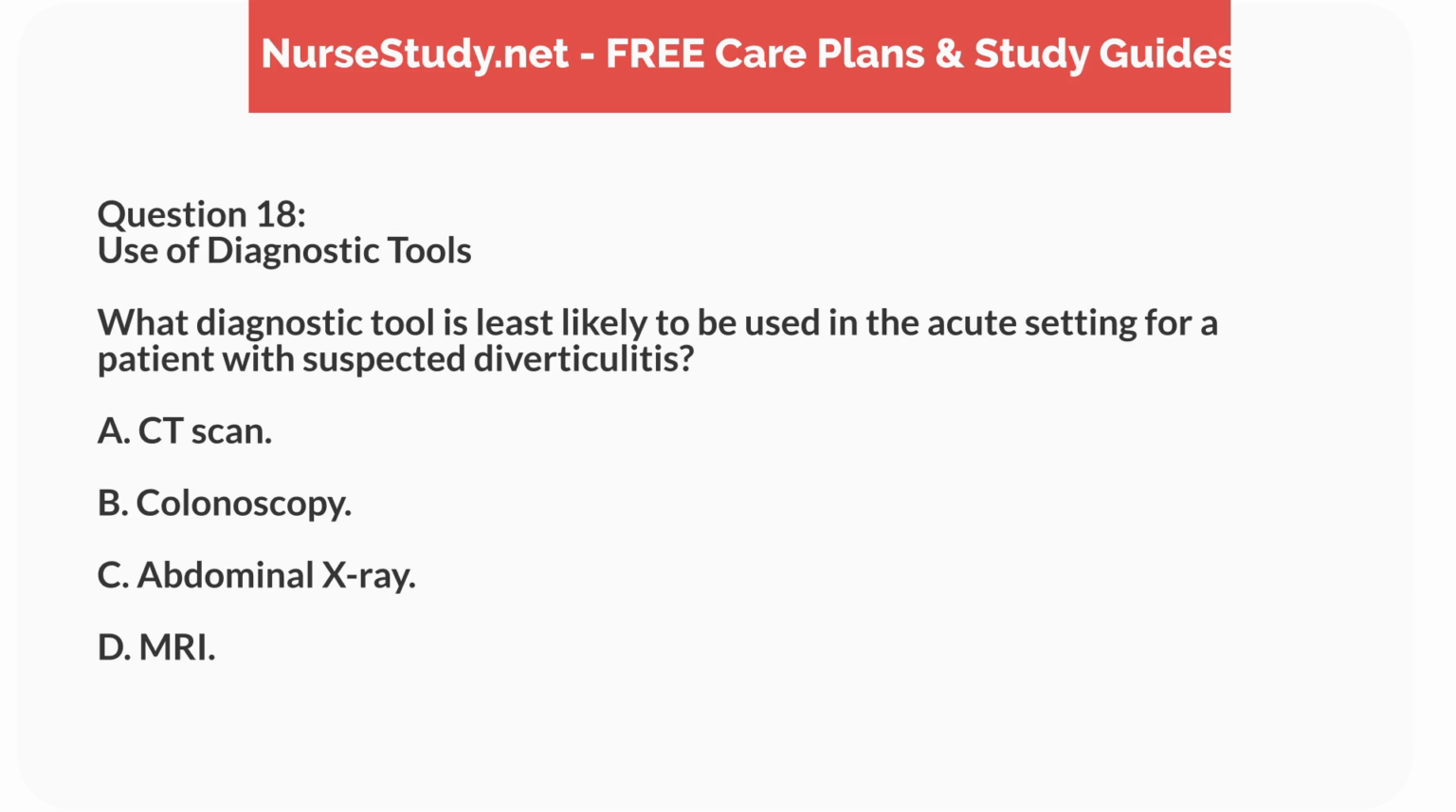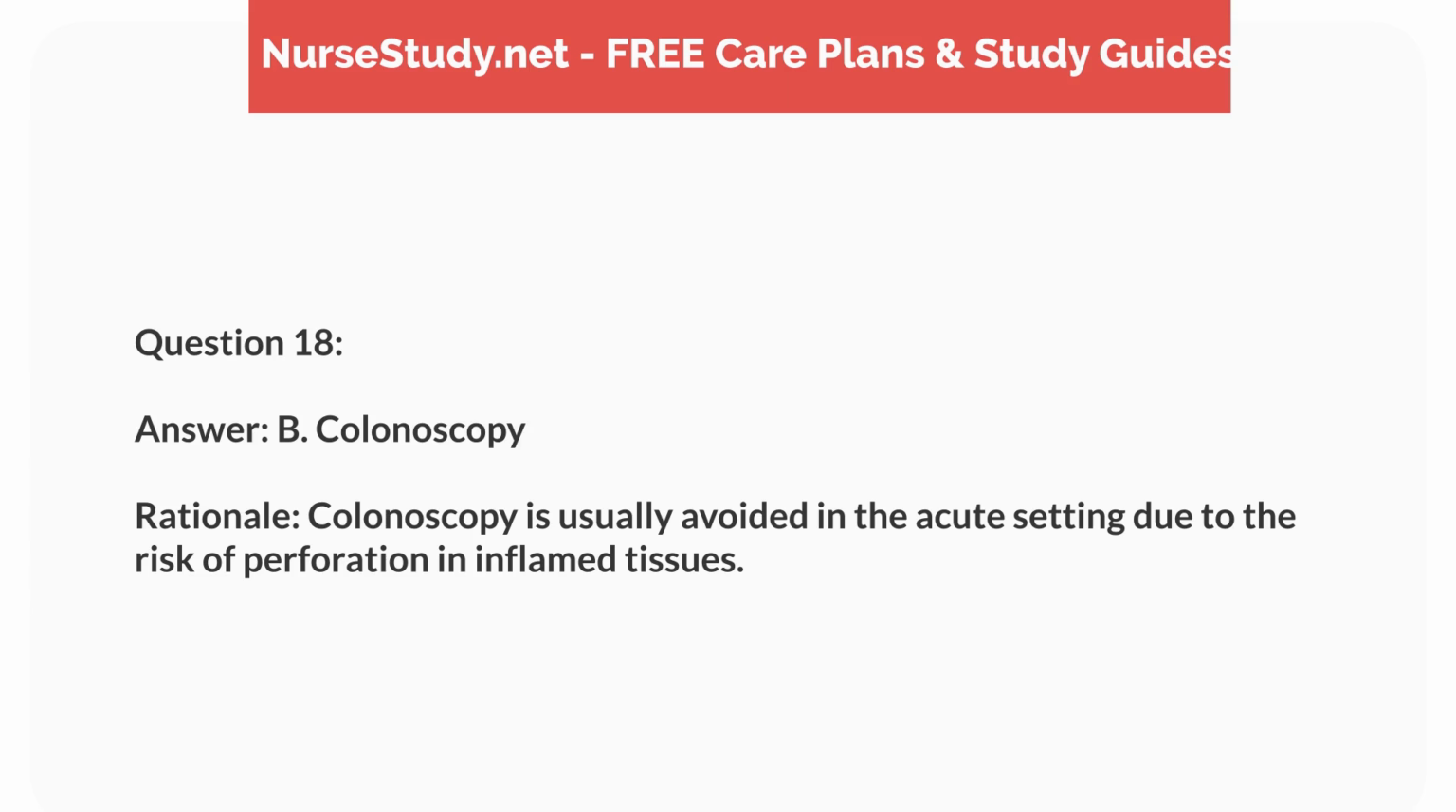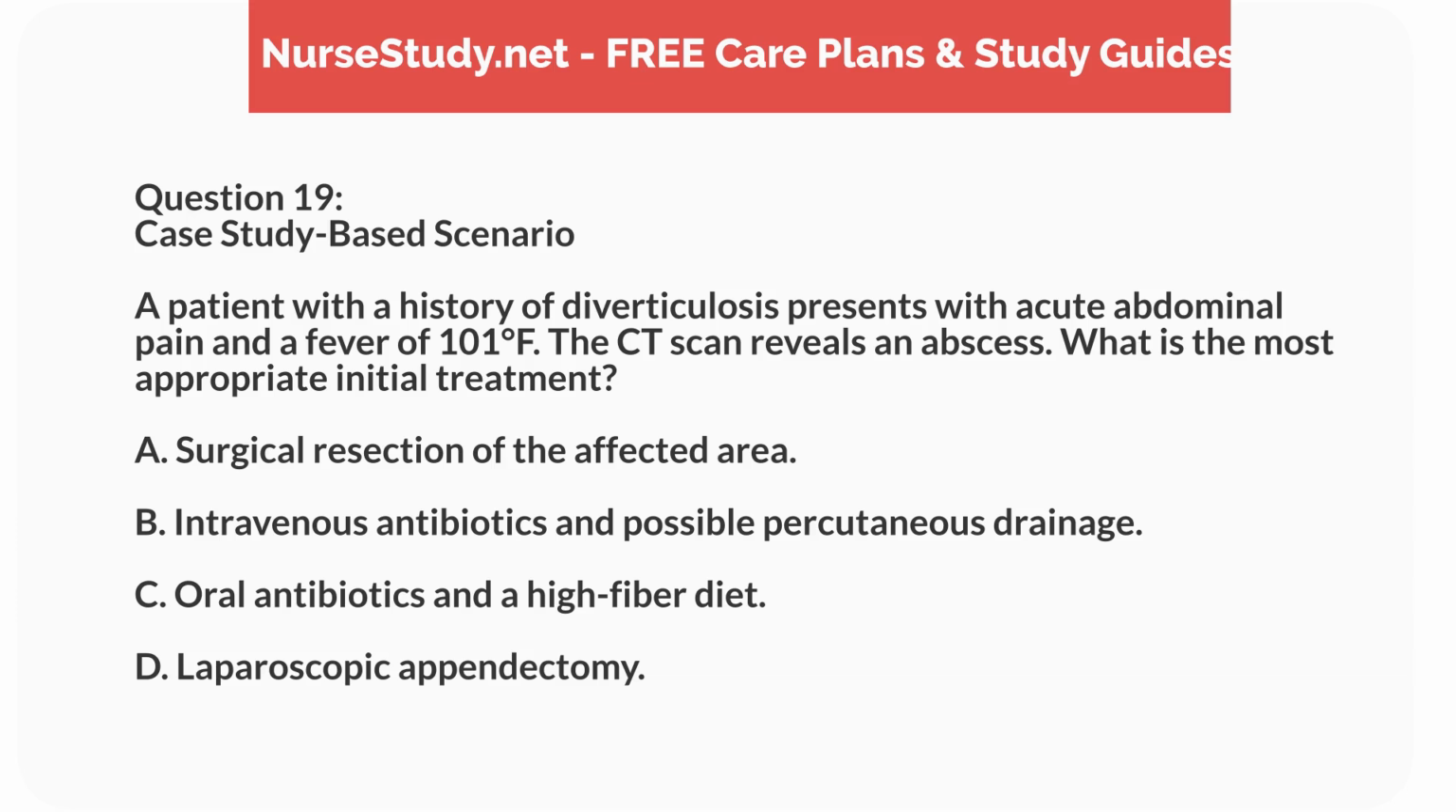Question 18. Use of diagnostic tools. What diagnostic tool is least likely to be used in the acute setting for a patient with suspected diverticulitis? A. CT scan. B. Colonoscopy. C. Abdominal X-ray. D. MRI. Answer: B. Colonoscopy. Rationale: colonoscopy is usually avoided in the acute setting due to the risk of perforation in inflamed tissues.